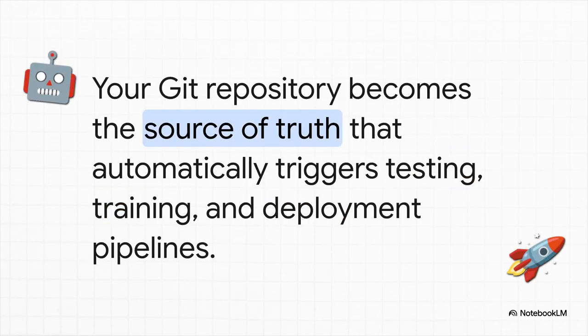And finally, we get to the pillar that really unlocks the magic of MLOps, automation. This is where your Git repository becomes what we call the single source of truth. A simple command, git push, can kick off your entire automated pipeline. It can run tests, validate data, retrain a model, and even deploy it. That's the core idea of GitOps, and it's how you build seriously robust ML systems.